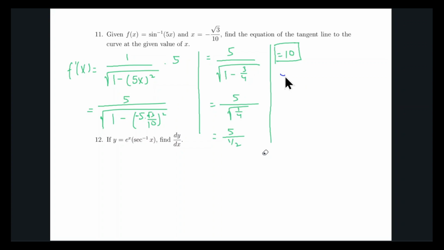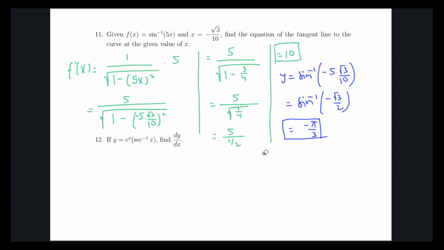I need to find its y coordinate as well. So I'll just plug in x as negative root 3 over 10 in the equation. So this will look like sine inverse of negative root 3 over 2. Now, if you guys think that the answer is 4 pi over 3, you're wrong. And that's the mistake that students usually make over here. Remember that sine inverse, when the inside thing is negative, returns a negative angle. So the answer is negative pi over 3.